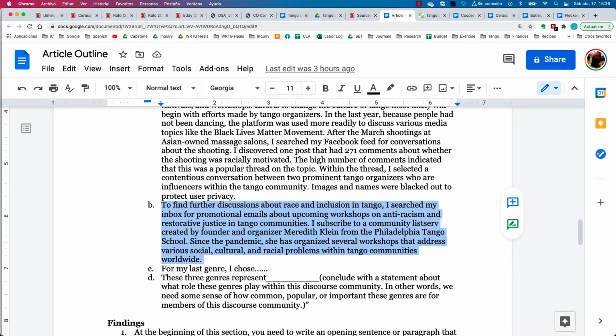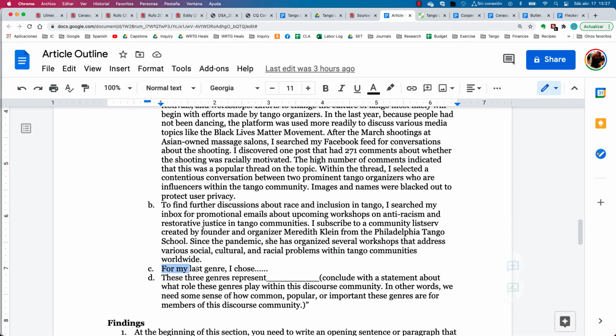Okay, so you can read this closely to see what I'm focusing in on. So to find further discussions about race and inclusion in tango, I searched my inbox for promotional emails and upcoming workshops on anti-racism and restorative justice in tango communities. I subscribed to a community lister created by founder and organizer Meredith Klein from Philadelphia Tango School. So I'm mentioning here her credentials, trying to establish her authority. It's also called ethos. And I mentioned that I subscribe, so it gives you a sense of what I have access to. So you do have to subscribe. This is not available just to anybody. Since the pandemic, she has organized several workshops about social, cultural, racial problems. So that's why I picked her, not just any tango organizer.